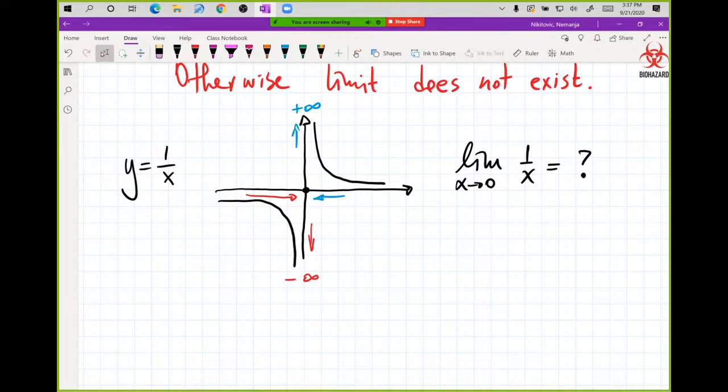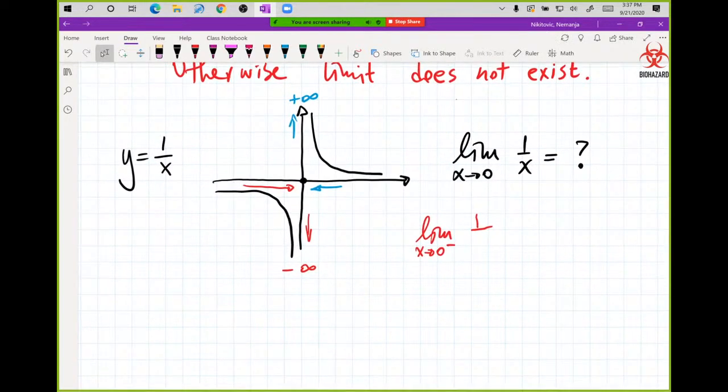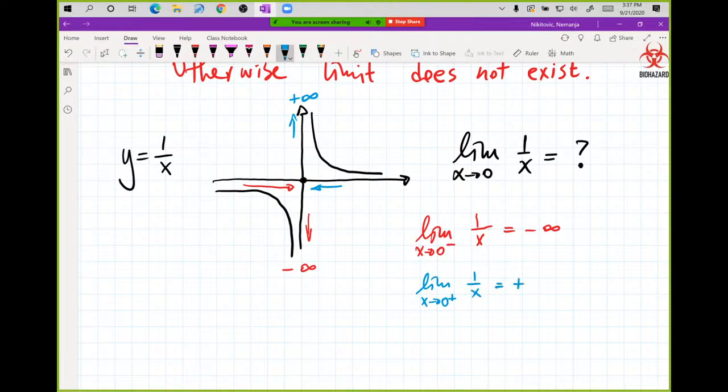But anyway, when you go this way, we have to take a look at the limit approach from the left. So limit as x goes to 0, and we put the minus to say from the left, of 1 over x, and that's going to give us negative infinity. And then the limit as x goes to 0 plus of 1 over x is equal to positive infinity. They are not the same, so that gives us that the limit of 1 over x as x goes to 0 does not exist, because they did not agree.